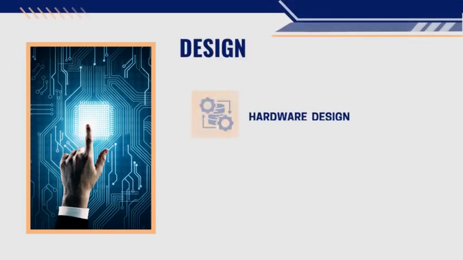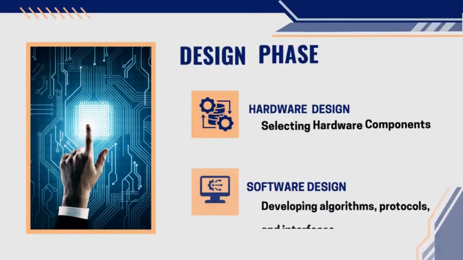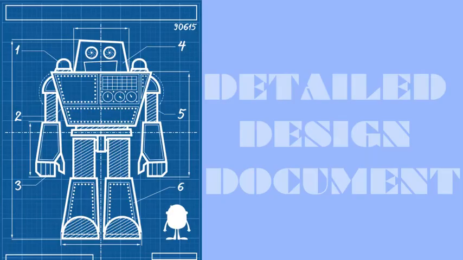Hardware design involves selecting the appropriate hardware components, such as microcontrollers, sensors, and actuators, and designing the circuitry and layout of the system. Software design involves developing the algorithms, protocols, and interfaces that the system will use to perform its tasks. The output of the design phase is a detailed system design document that includes the hardware and software components of the system, as well as their specifications and how they will be integrated.